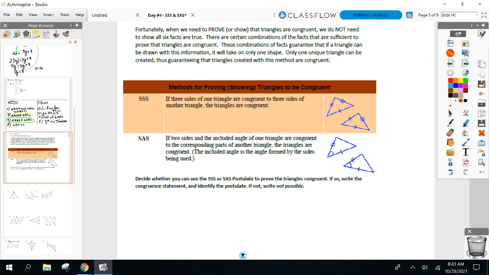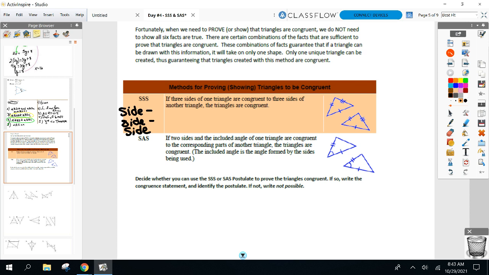I'm going to show you 2 out of the 5 methods right now. First method, you can see the abbreviation for it, SSS. That's an abbreviation for side, side, side. If you have all 3 pairs of sides equal, good enough, we're done. The triangles are congruent. Okay, I don't need to see anything about the angles. That's the first method of proving triangles congruent, side, side, side. If you can prove me all 3 pairs of sides are equal, you're good.